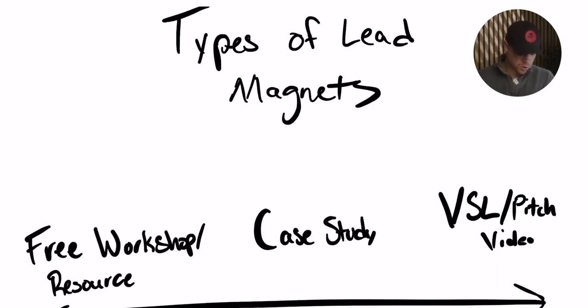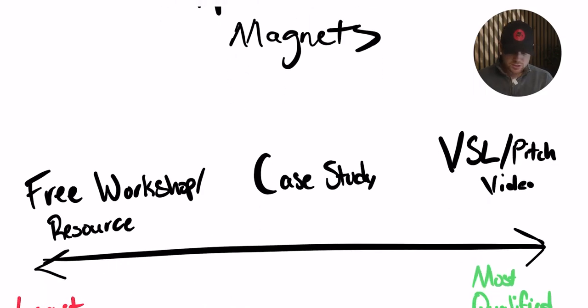So there's the free workshop or resource, there's case study, there's VSL or pitch video. These are the three main types that we're gonna be covering in this lesson. So let's talk a little bit about what type of lead you're gonna be getting when you use each one of these types of lead magnets. Now there's no right or wrong way to go. I've used all of these and we actually want to try to use these in conjunction with one another.